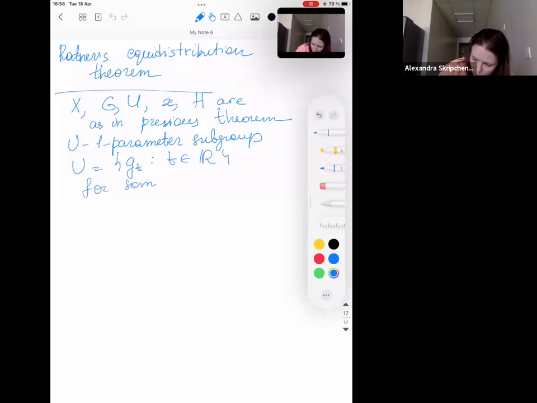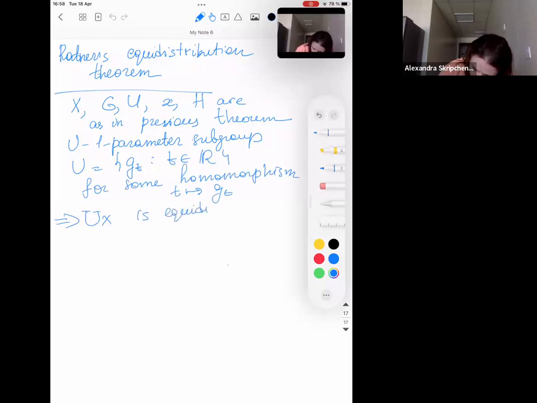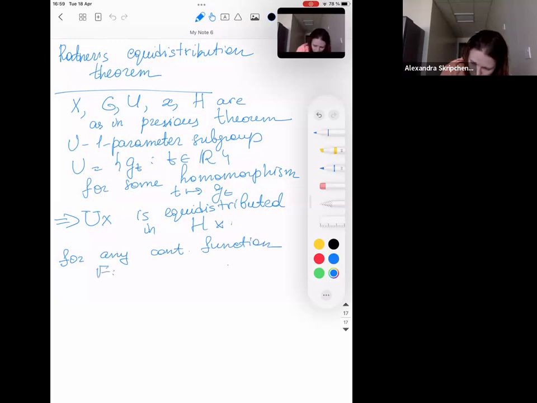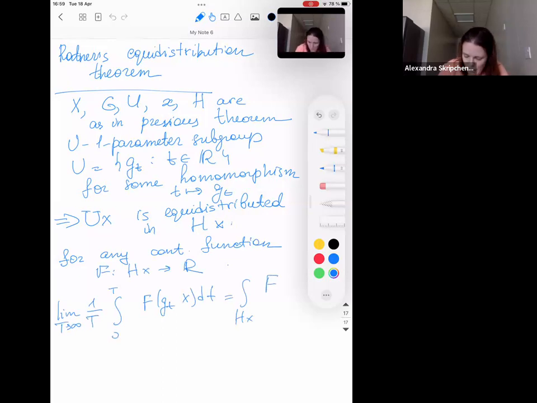U equals g_t for some homomorphism g_t. Then we claim that its orbit is equidistributed in Hx. So it's not just dense there. What does it mean to be equidistributed? For any continuous function f from Hx to R, we may consider the integral, then normalize it, take a limit, and then it's just the same as to integrate f with respect to the normalized Haar measure on Hx.